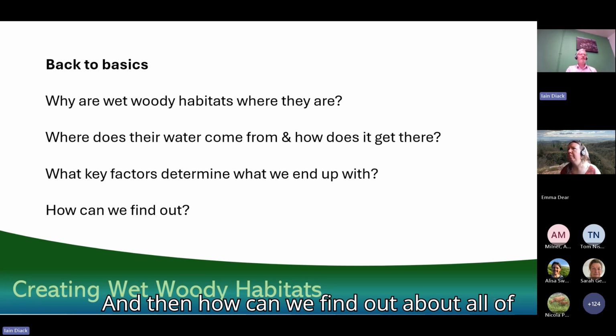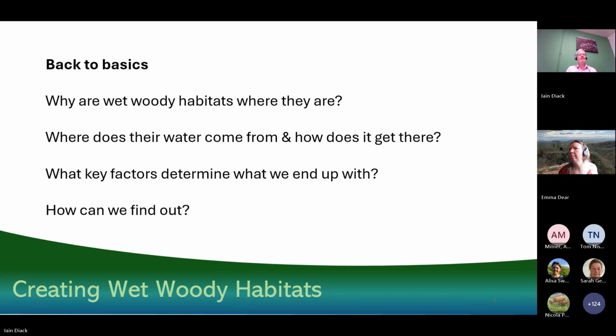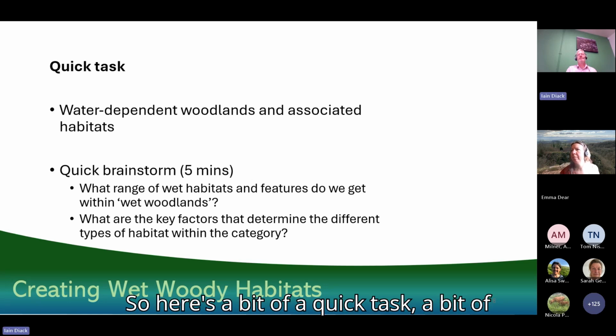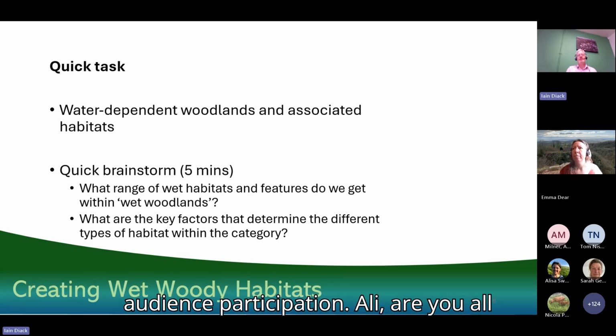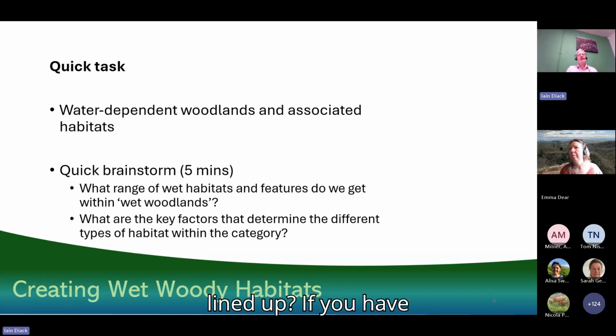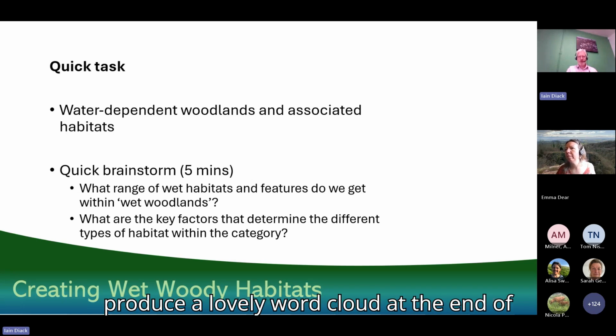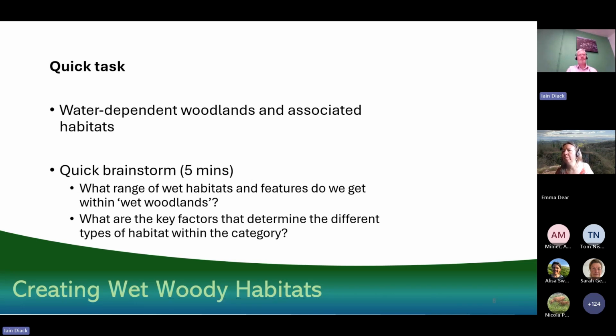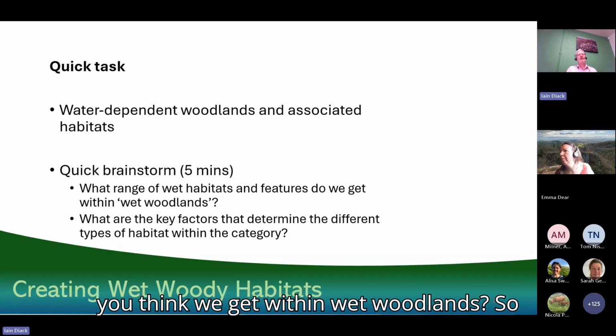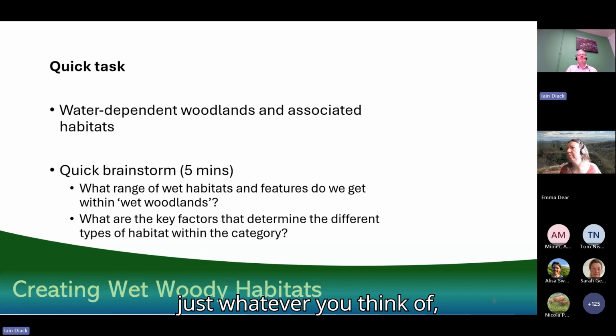And then how can we find out about all of those things? So here's a quick task, a bit of audience participation. Ali, are you all lined up? If you have a quick brainstorm, Ali's going to produce a lovely word cloud at the end of this. The first question: what range of wet habitats and features do you think we get within wet woodlands? So just whatever you think of, just write it down. Or Ali, are you going to put a request out?